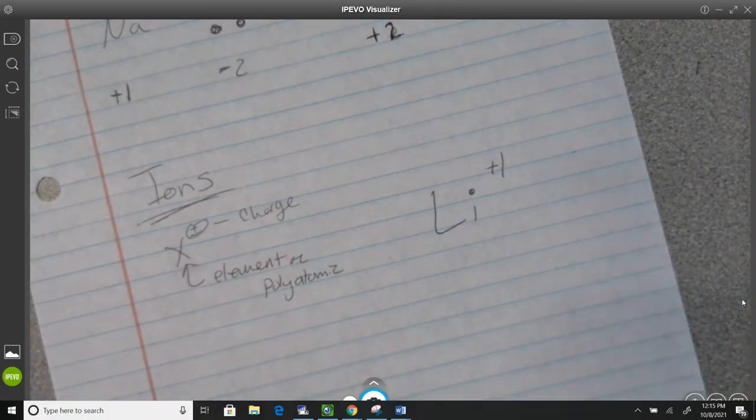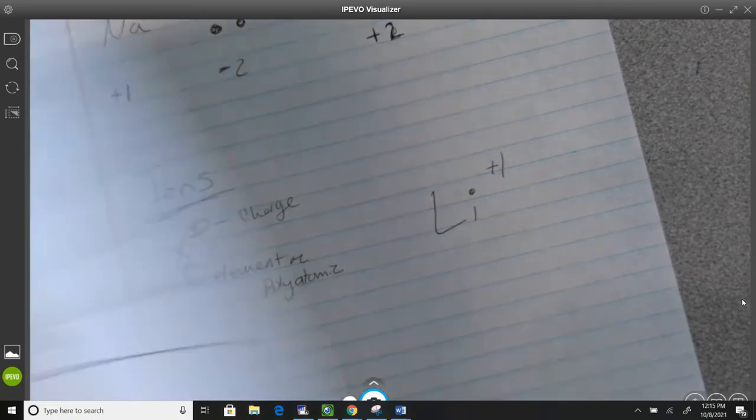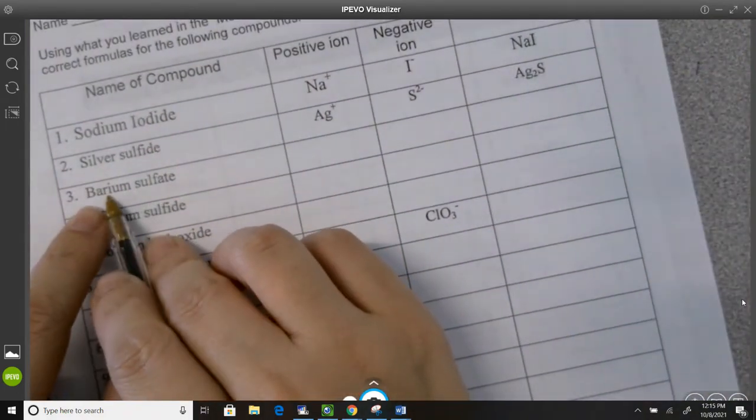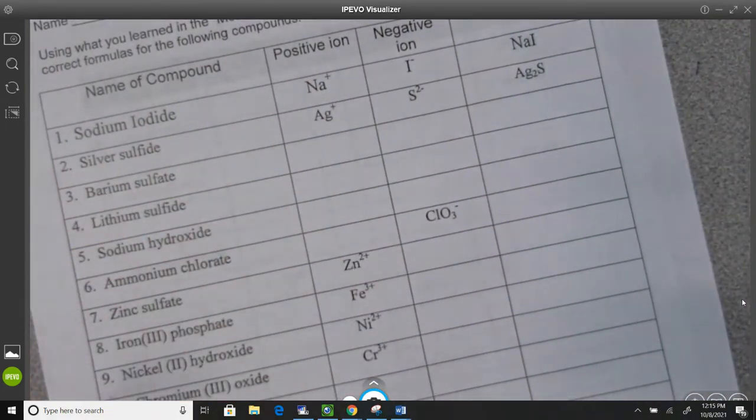If I'm going to look at the handout that's on your Google Classroom for today, you would simply find barium. So Ba.